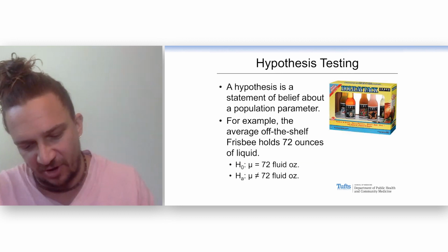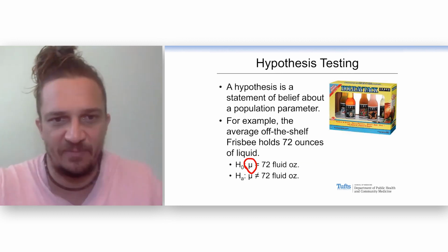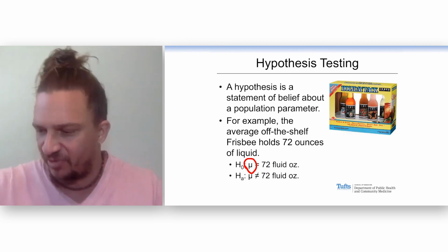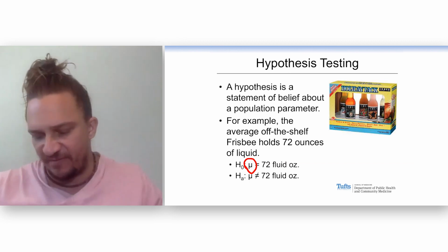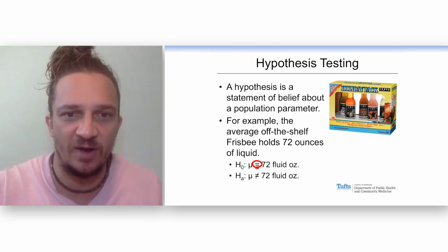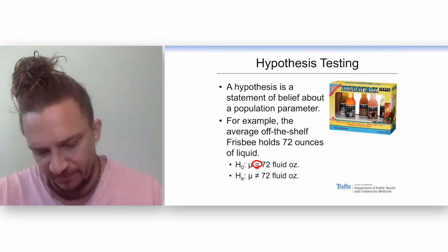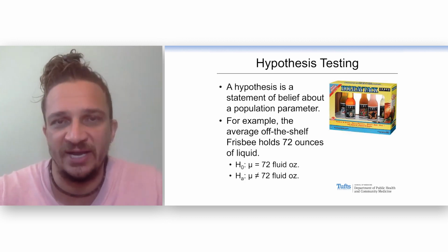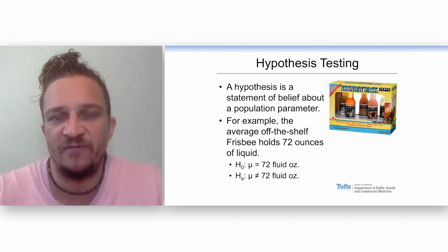So here's our parameter, mu, which is the population mean. And you say, I believe that the average Frisbee holds, right, is equal to 72 ounces. Now, where did this come from, this statement of belief? Oh, Tibor told me. He said he heard it once on an ultimate Frisbee field.